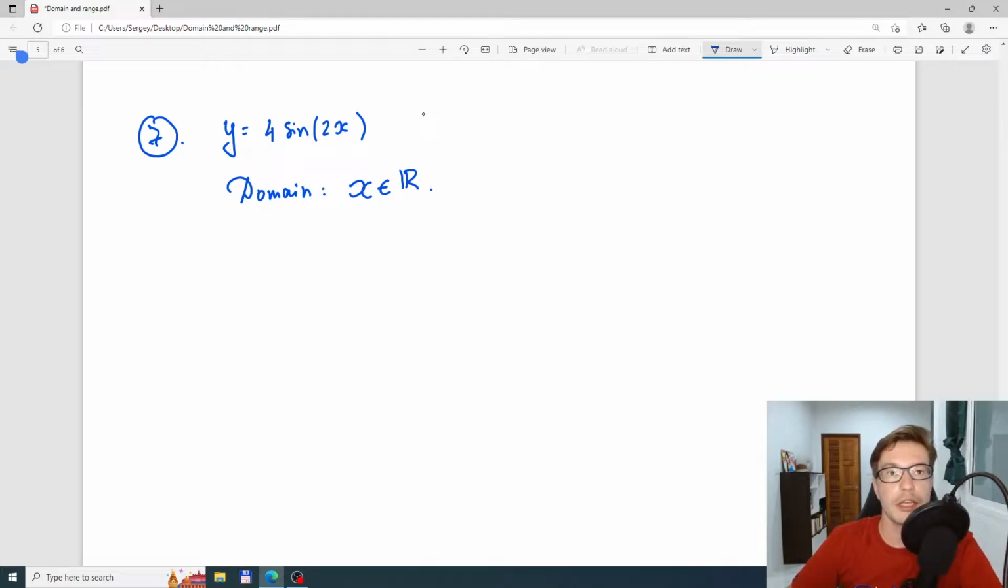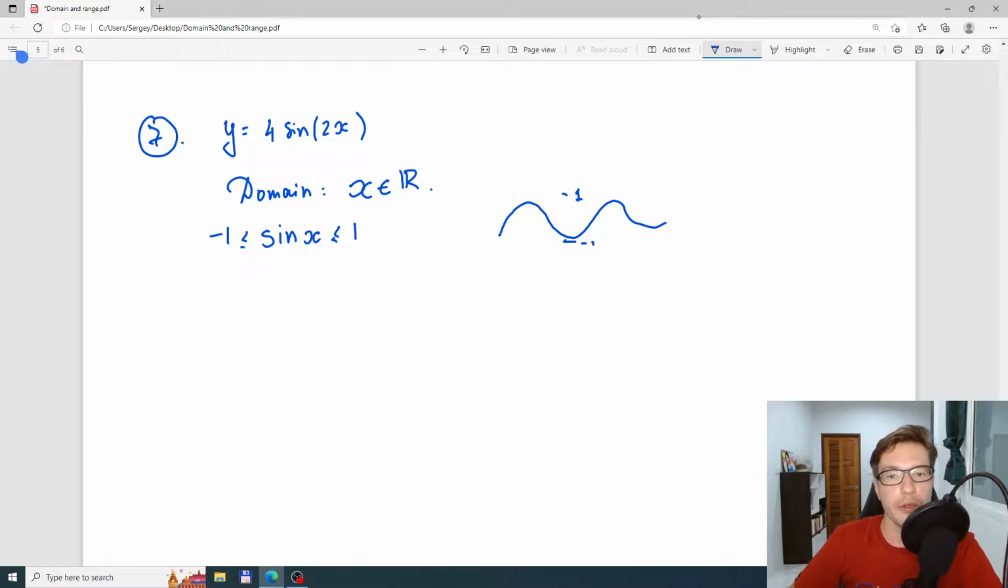What about the range? Yes, of course, range is going to be limited because the graph of sine x is bounded between -1 and 1. Now, let's try to think about the graph of 4 sine 2x, starting with the graph of sine x. Now, you probably know that the graph of sine looks like a wave from -1 to 1 on the y-axis. So sine x is in between -1 and 1.